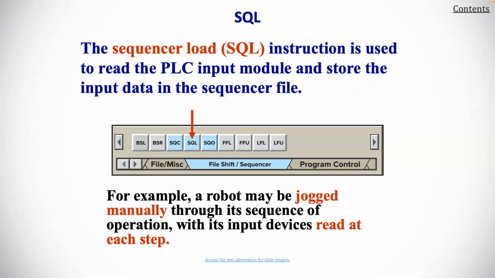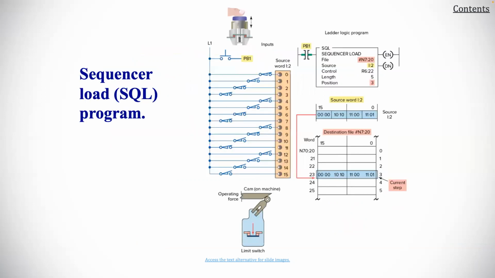The SQL instruction, the sequencer load, is used to read the PLC input module and store the input data in the sequencer file. So for example, a robot may be jogged manually through its sequence of operation with its input devices read at each step. Here's a SQL program example that you can look at if you want to pause the video and see how that works.